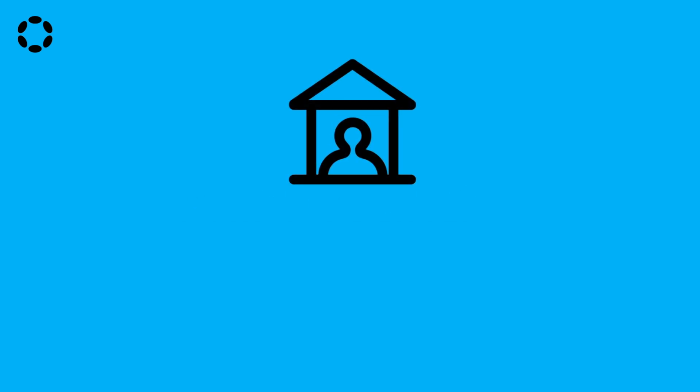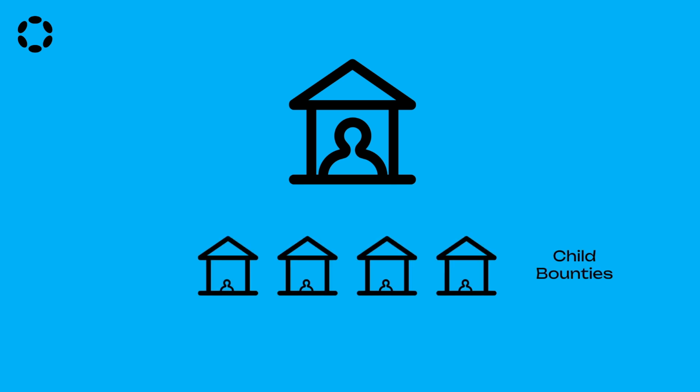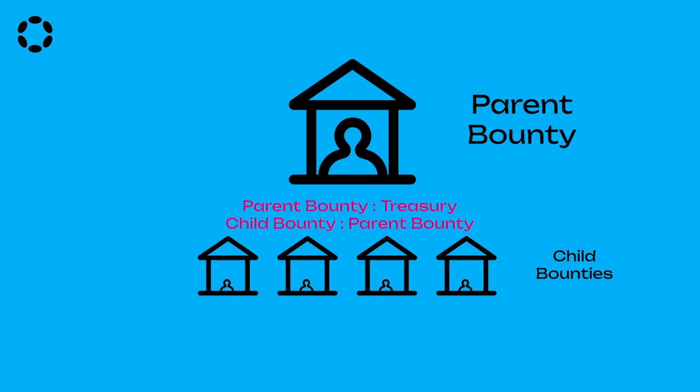Bounties on Polkadot are almost always split up into multiple different spends, called child bounties. Please note, a Polkadot bounty is referred to as the parent bounty because it can create many child bounties from itself. We will use this term moving forward. To get a basic idea of what a child bounty is, just remember this very important comparison. A parent bounty is to the treasury, as a child bounty is to a parent bounty.